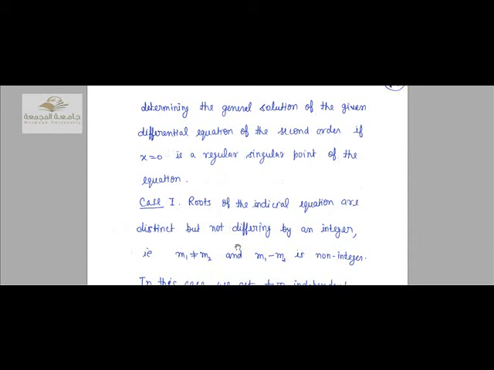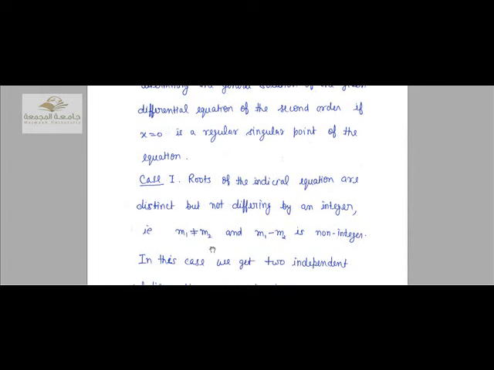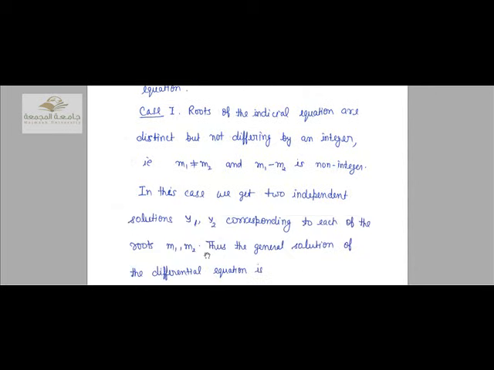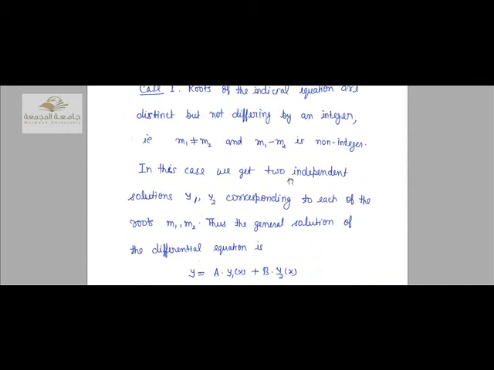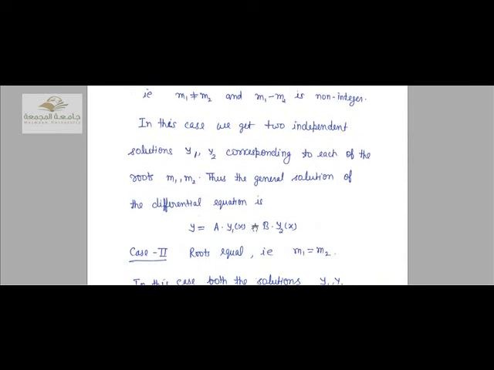Case 1: roots of the indicial equation are distinct but not differing by an integer, that is m1 is not equal to m2 and m1 minus m2 is non-integer. In this case, we get two independent solutions y1, y2 corresponding to each of the roots m1, m2. Thus, the general solution of the differential equation is y is equal to a y1 plus b y2.